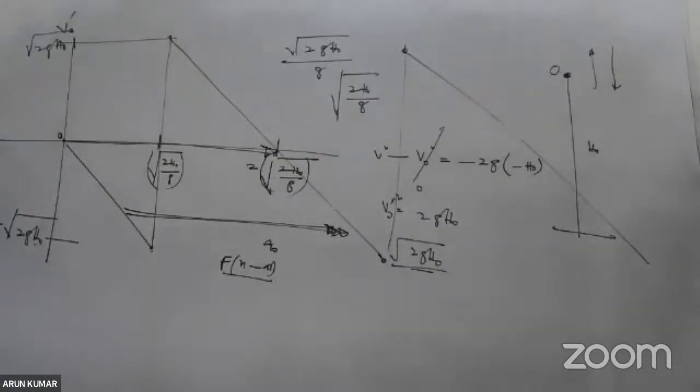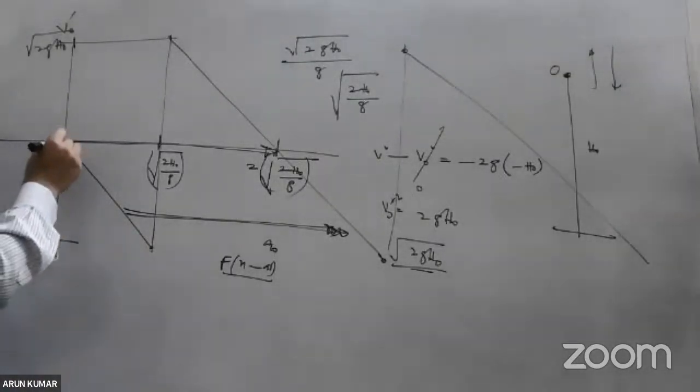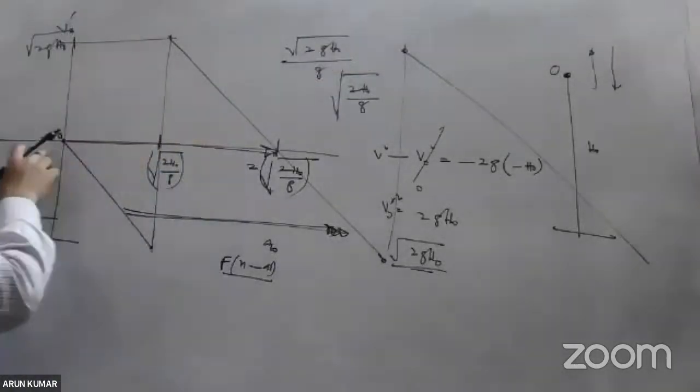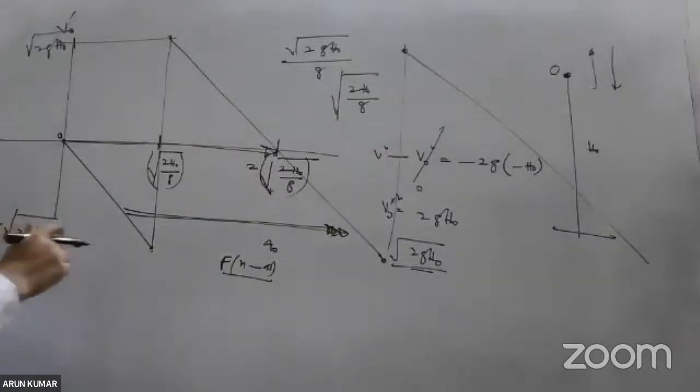V naught minus g t, sir. Right, but what is V naught? Initial velocity? 0. I dropped the particle at that height. Initial velocity is 0, sir.